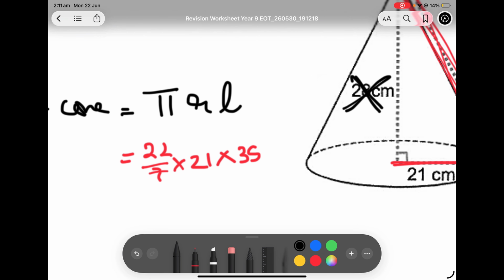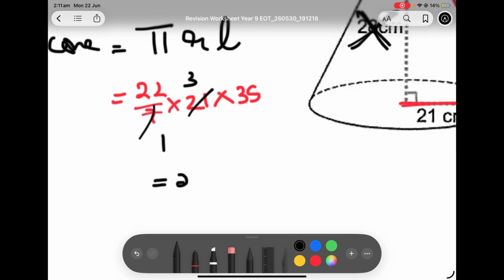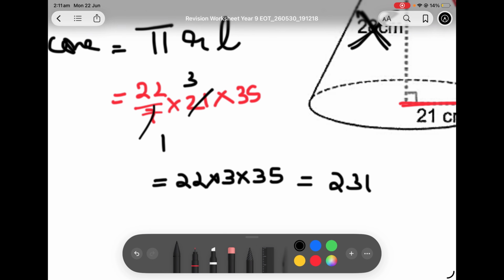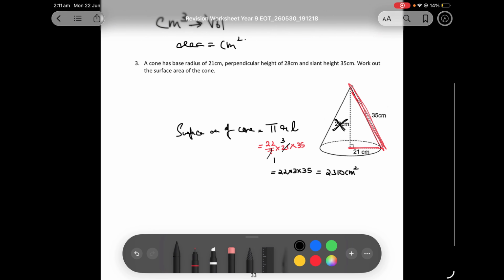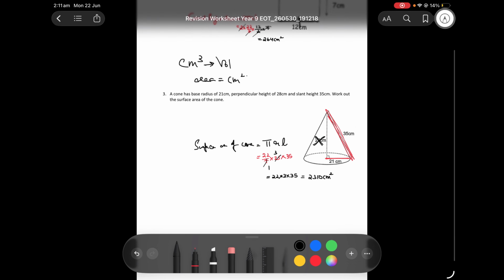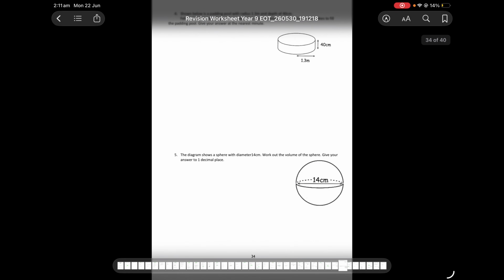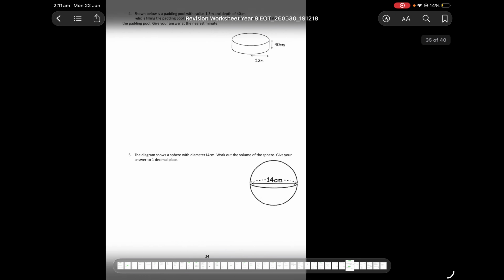And let's start simplifying it. 7 ones are 7, 7 threes are 21. We are left with 22 times 3 times 35. Let's do it. Take your calculator, 22 times 3 times 35, and that turns out to be 2310 centimeter square. Why centimeter square? Because this is just the area. Okay, moving to the next, two more questions to go.